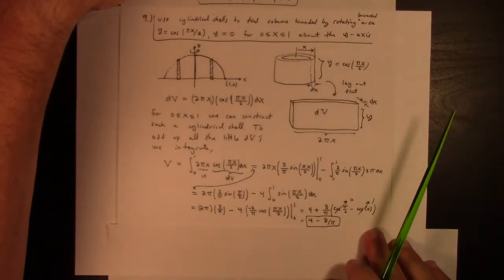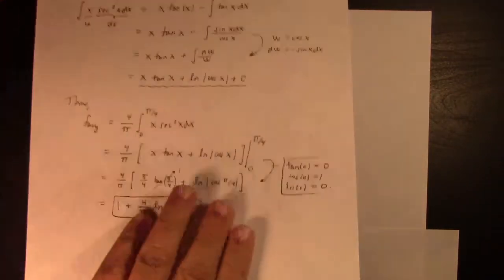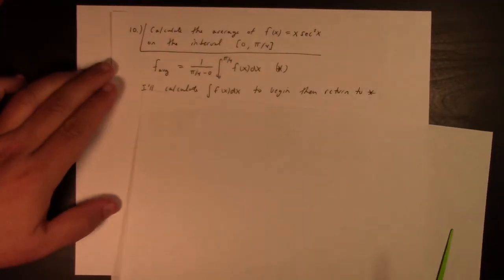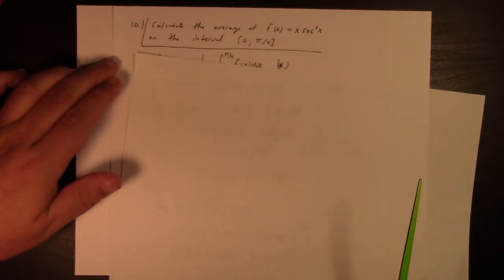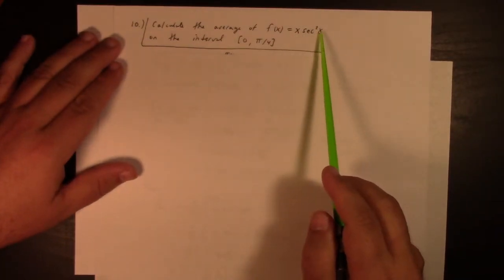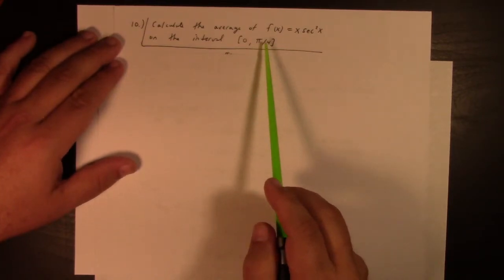Let's go on to example 10. I don't always have this many examples, but integration by parts is a pretty important technique, so I thought it would be good to give us a lot of examples to get started here. Calculate the average of the function x secant squared x on the interval 0 to pi over 4.